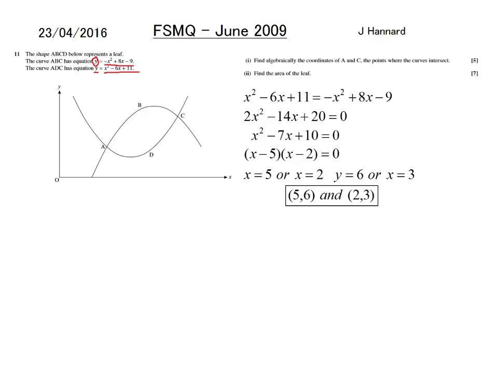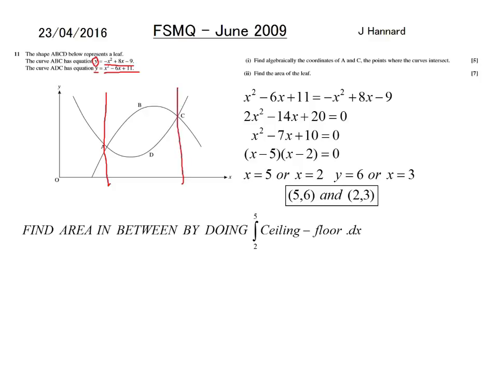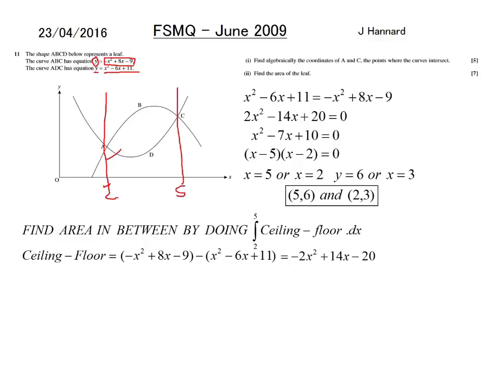Find the area of the leaf. Well, if you know where these meet, you now know the goalposts that you put up. So it's the area between 2 and 5 of the ceiling take the floor. The way to tell it's the ceiling is because it's an upside down x squared graph, which means it has a negative on the front of it. Negative x squared graphs look like n's, positive x squared graphs look like u's. So ceiling take floor is that minus that. Careful with double negatives, and you get that.